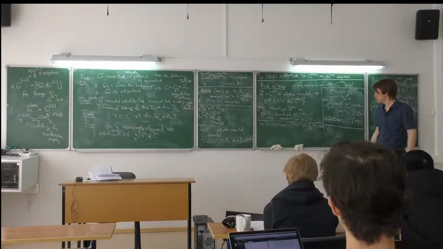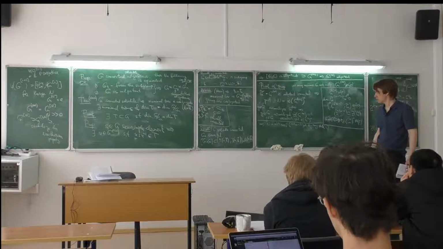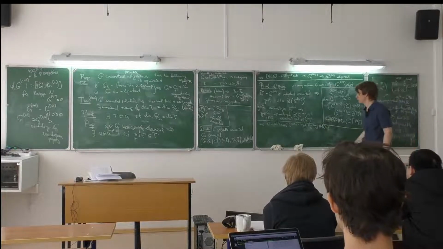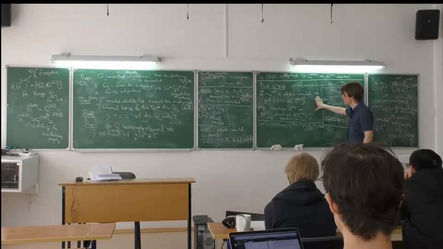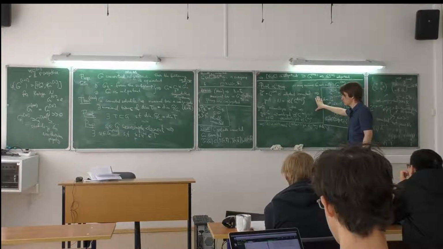Is it so that if an element lies in G infinity, which means that it commutes with all the elements of G infinity, then every element of G leaves this element on its place? Yes.